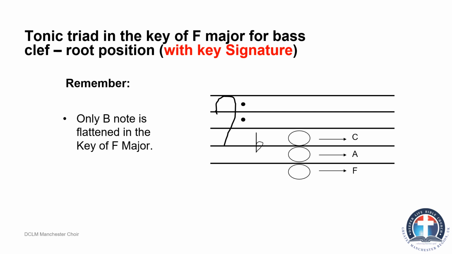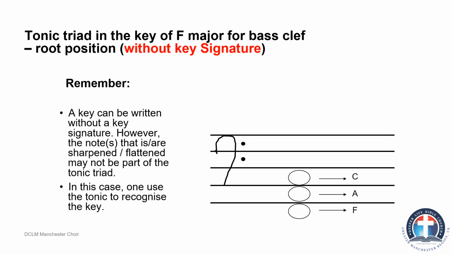Okay, so that's where our F is, position A and then C. So that's the tonic triad in the root position. Root position, remember, because the root position for F major is F. That's the lowest note in F. Right? Thank you.